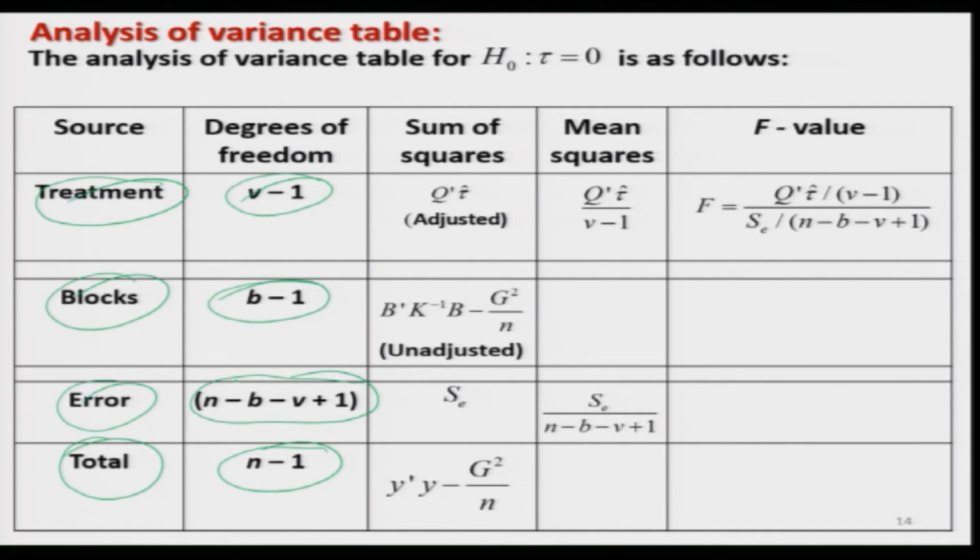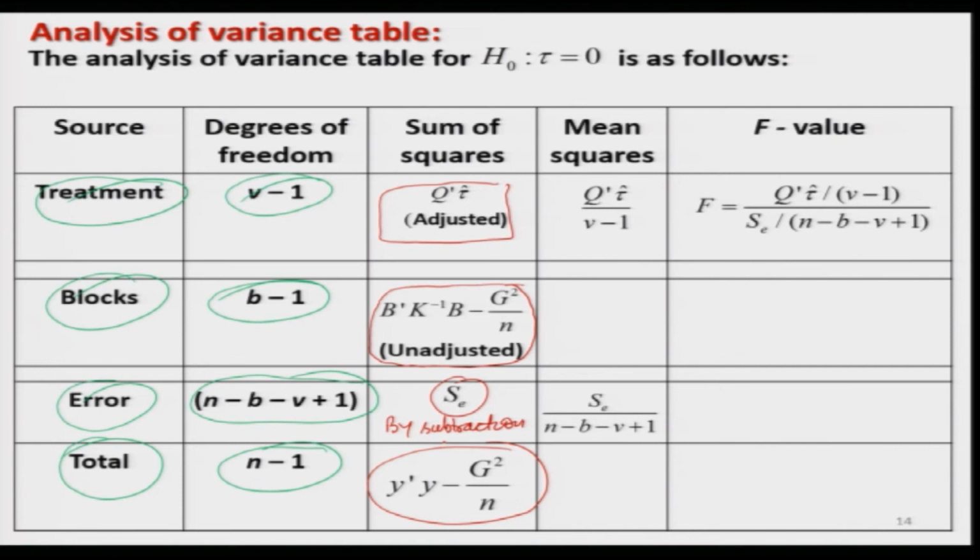And then we are trying to find out the sum of squares. So, the sum of squares for the treatment, very important part, you are going to obtain by Q transpose tau hat, which is going to be adjusted, and you are going to find out the sum of squares due to blocks by the term B transpose K inverse B minus correction factor, which is the unadjusted blocks sum of squares, and then SSE is going to be obtained by subtraction, and then the TSS remains as earlier, Y transpose Y minus G square upon N, the correction factor.